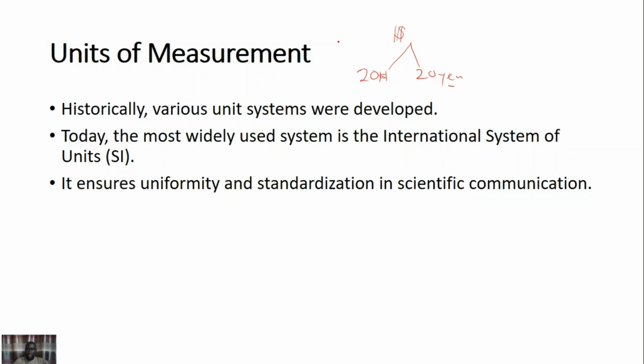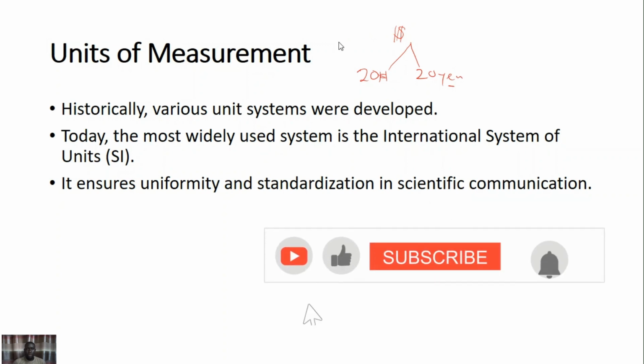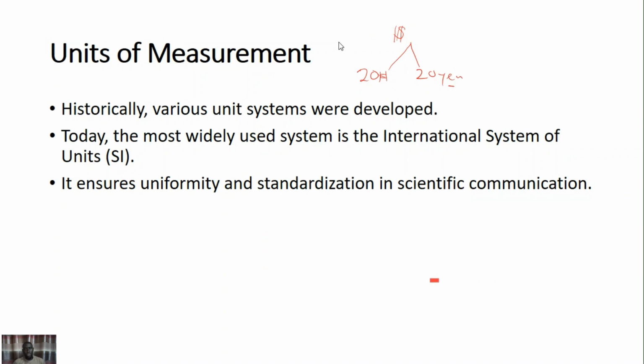If I say $20 and someone from Russia says $20, we will understand each other better because I know what $20 is worth in my local currency, and so also a Russian knows what a dollar is worth in his or her local currency. Okay. So the same way standard international units function, it makes scientists understand each other throughout the world. So this ensures uniformity and standardization in scientific communication.